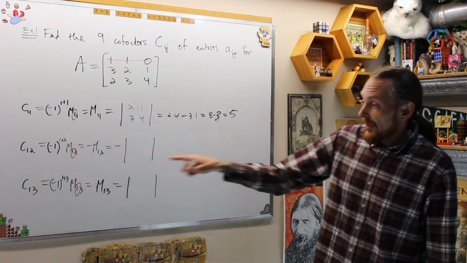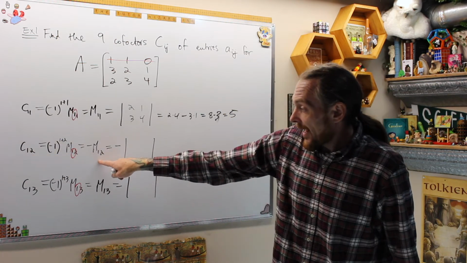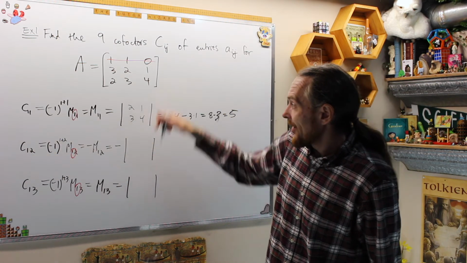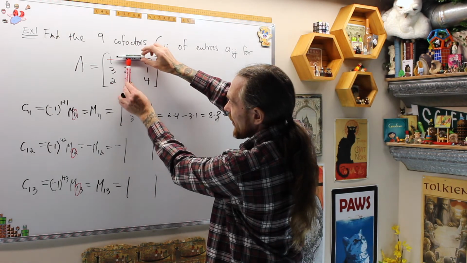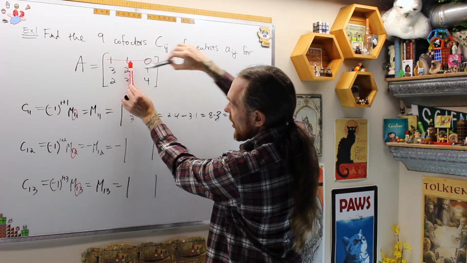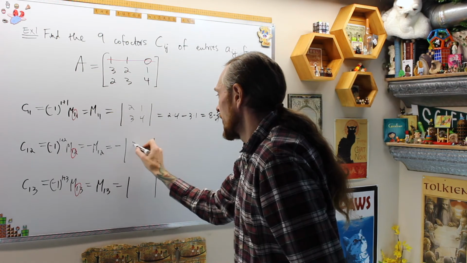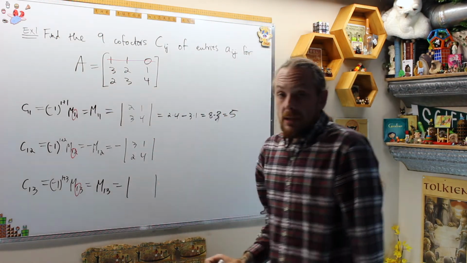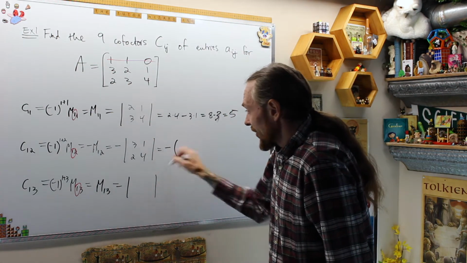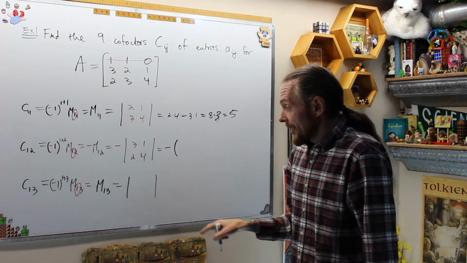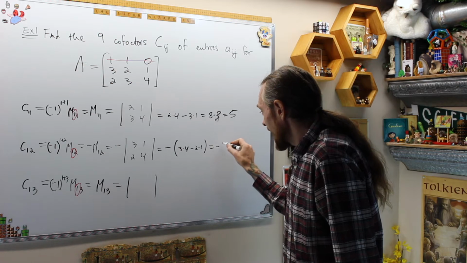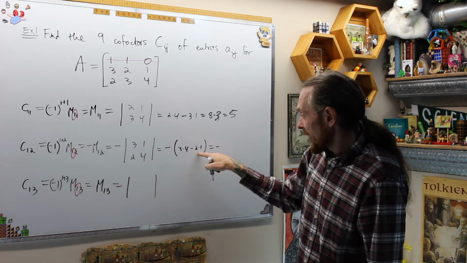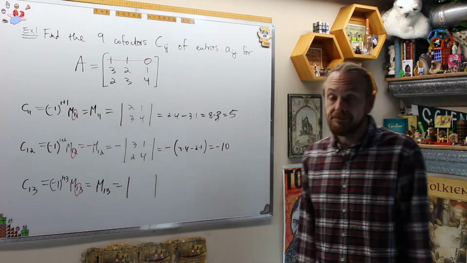Now, for the next one, -M12, to put that in here, we're going to block off row 1 and column 2 now. What are we going to get? 3, 1, 2, 4. Therefore, this time we're going to get negative, because we had the negative on the outside, don't forget that. And then we're going to have 3 times 4 minus 2 times 1, which is 12 minus 2, which is 10, so -10.